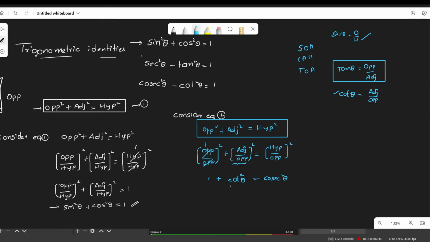Now send this cot to that side. So 1 is equal to cosecant square theta minus cot square theta. So that's the second identity or third identity, whatever it may be. So cosecant square theta minus cot square theta is equal to 1.